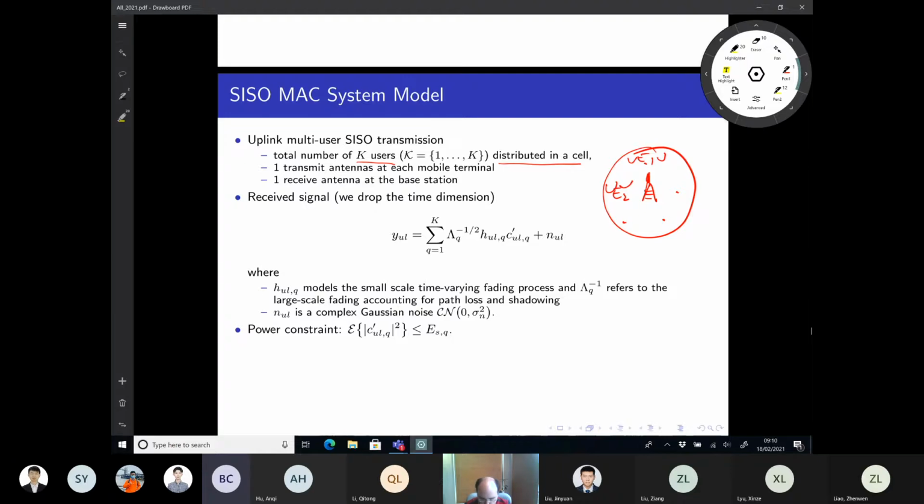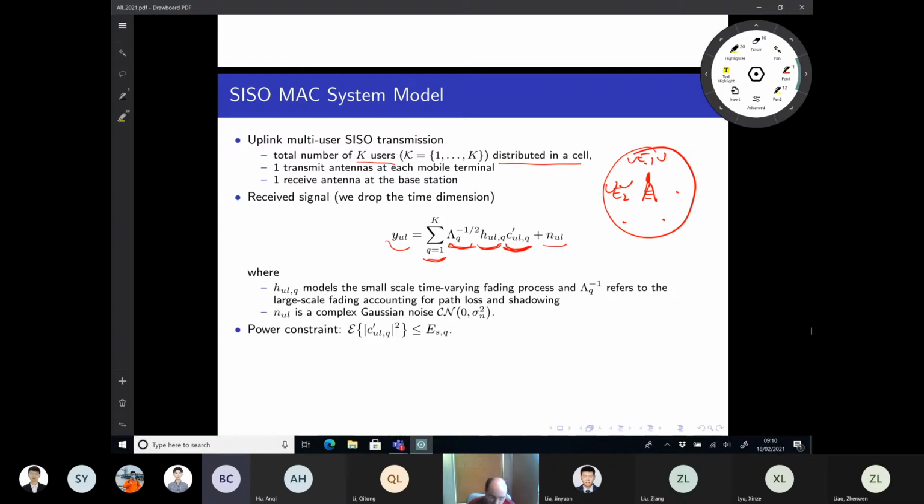And so what is our received signal here? Well, I have the transmit signal for each of those users, user q here. I have the small-scale fading of user q. And now I have the path loss of user q. And I have AWGN noise, and I have the receive observation. And I sum over all those K users, right? That shouldn't be too surprising to you.